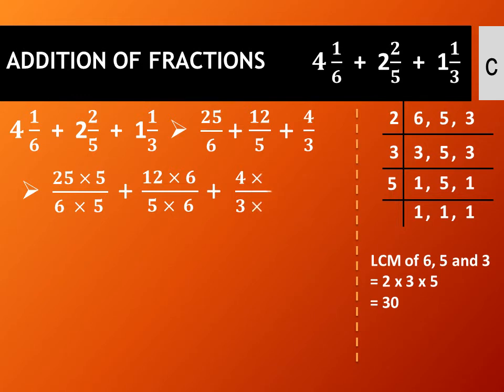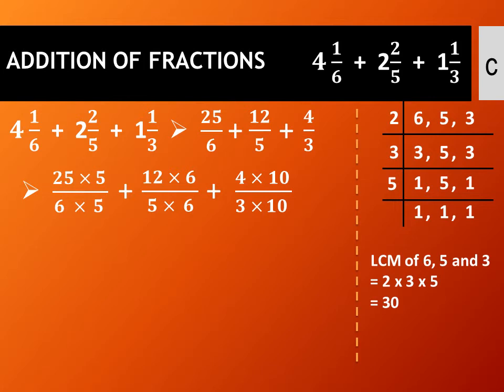Our third fraction is 4 upon 3. And we want 30 in the place of the denominator. So which number will you multiply to bring 30 in the denominator? Yes, the answer is 10 because 3 10s are 30. So we multiply numerator and denominator by the same number 10.